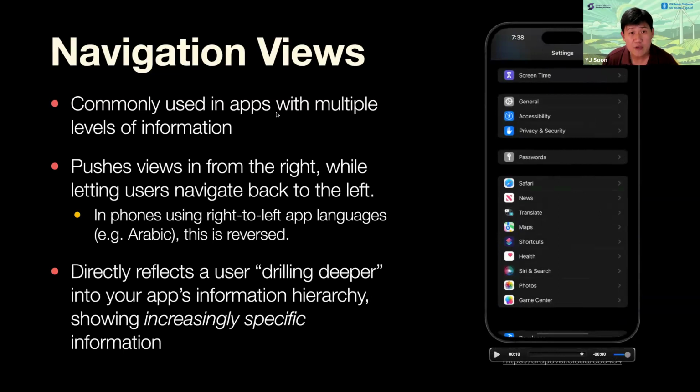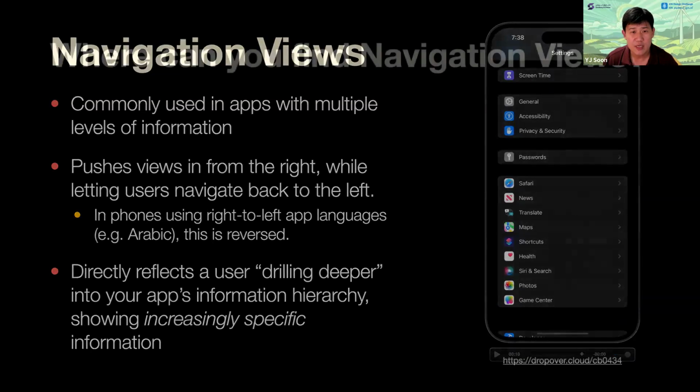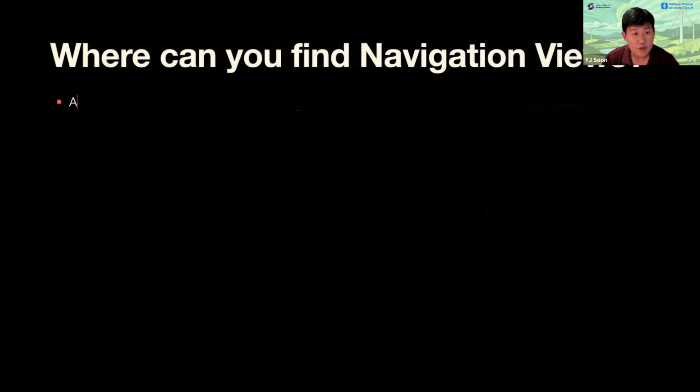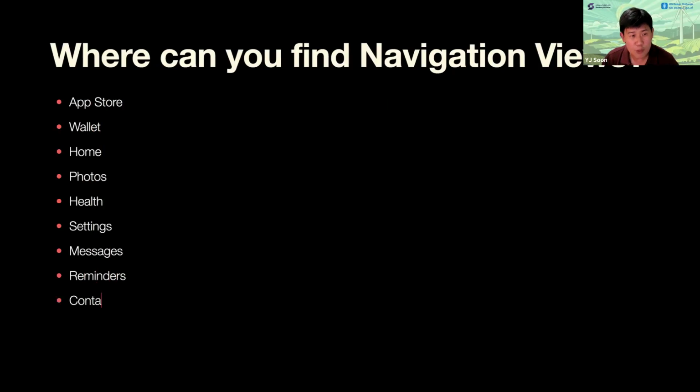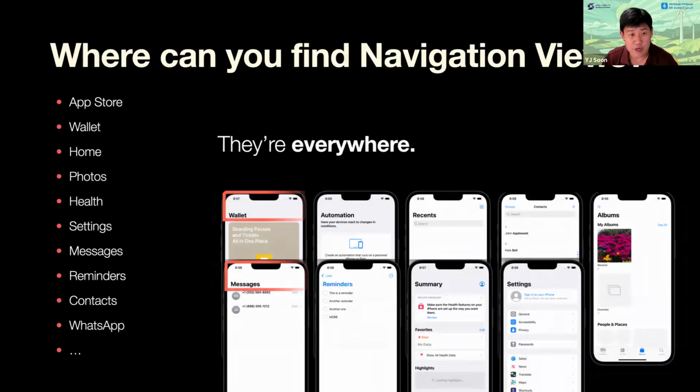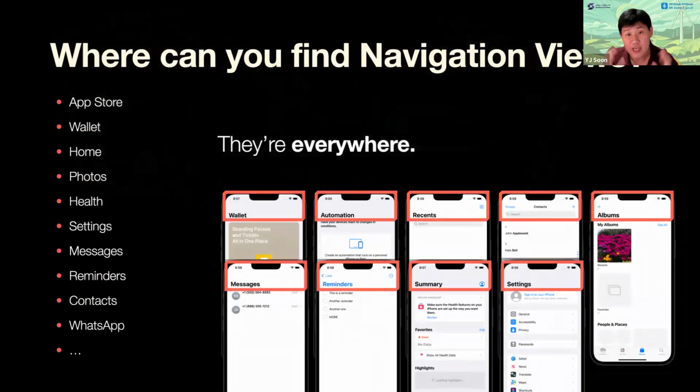Okay, so if that sounds like your app, then maybe you can consider having a navigation view. Because where can you find navigation views in iOS? Well, navigation views are in App Store, Wallet, Home, Photos, Health, Settings, Messages, Reminders, Contacts, WhatsApp. They are everywhere. There are navigation views everywhere in your app. I'm not sure if you've noticed, but now that I mentioned them, I hope you take a look at your apps and see where they show up. There's a dead giveaway, which is usually the big title at the top of the screen. And when you scroll, the content will go underneath the title. Okay, so you can try it out.